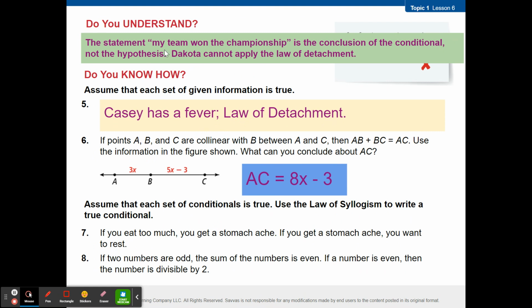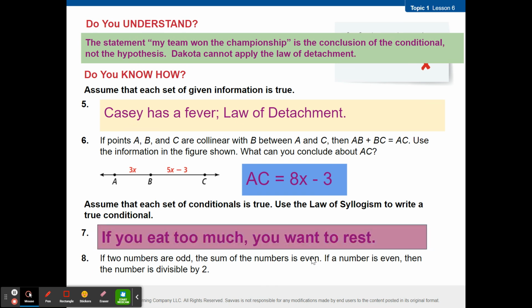All right. Any questions on 2 through 6 before I move on to 7 and 8? Okay. Assume that each set of conditionals is true. Use the law of syllogism to write the true conditional. So again, you have these two conditionals here. If you eat too much, you get a stomach ache. If you get a stomach ache, you want to rest. So by the law of syllogism, what's this statement going to be? Go ahead. Yeah, if you eat too much, you want to rest.